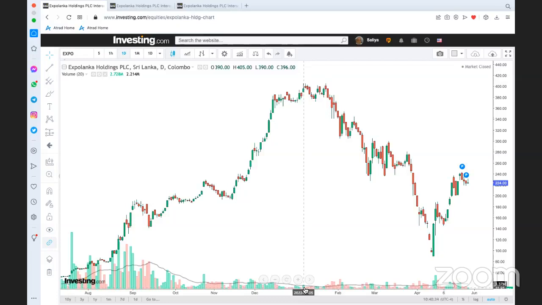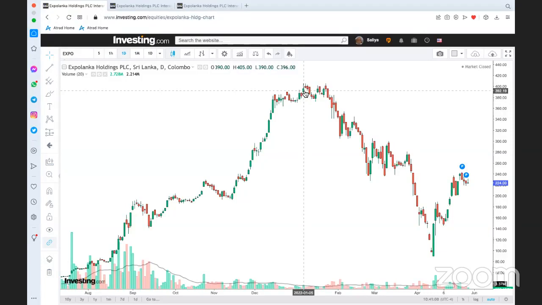And there are two values over here. You can see the green value is 2.728 million, and the black value is 2.214 million. Now, green is the volume that got traded on the day. The black volume is the average volume for the day.